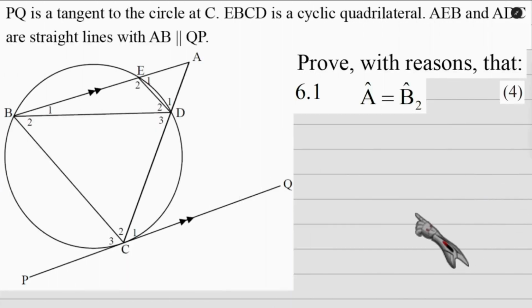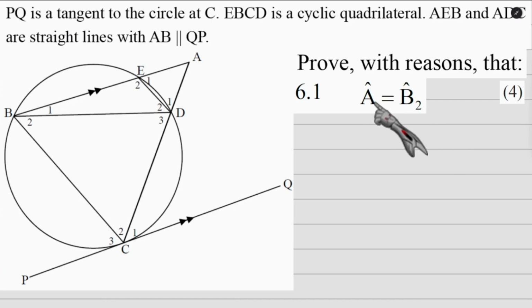In question 6, we've been given the following diagram and we're told PQ is a tangent, this is a cyclic quad, and we've got a couple of straight lines, and these two lines are parallel, quite important. Then we need to prove that A is equal to B2.